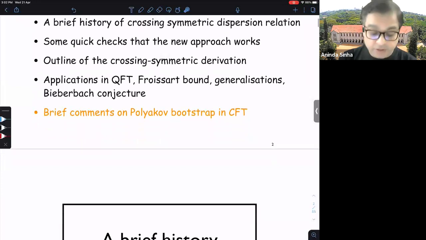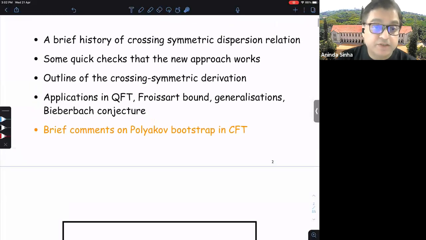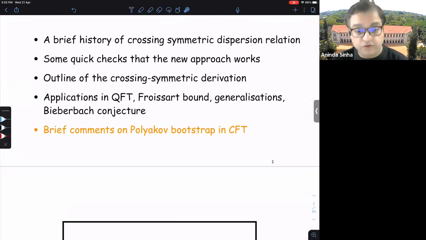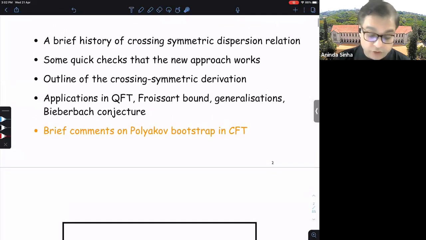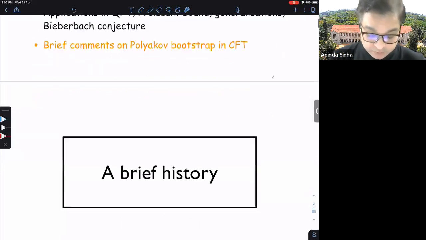And then, depending on how much time I have, I will connect it with the Polyakov bootstrap in conformal field theory. And I should tell you that this last point, the Polyakov bootstrap, was one of the main motivations for looking into this problem. And so whatever I'm going to discuss about the quantum field theory part has some overlap with the conformal field theory part. So let's begin with a brief history.